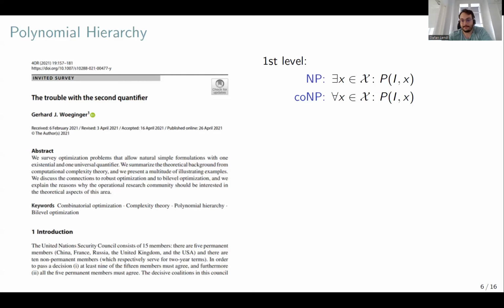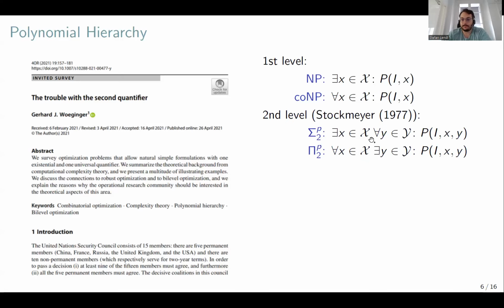In the same way as NP-hardness models the hardness of finding polynomial-time algorithms, we expect that there is no polynomial-time algorithm for a problem if it is NP-hard. In the same way, the next level of this hierarchy, which was introduced already in the 70s by Stockmeyer, encodes something different. Unless NP is equal to this next level of the polynomial hierarchy, we expect that there are no polynomial-size MIP formulations.